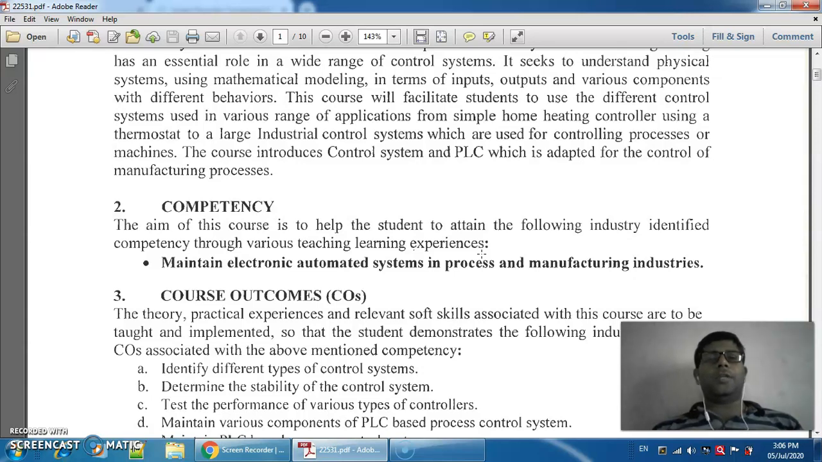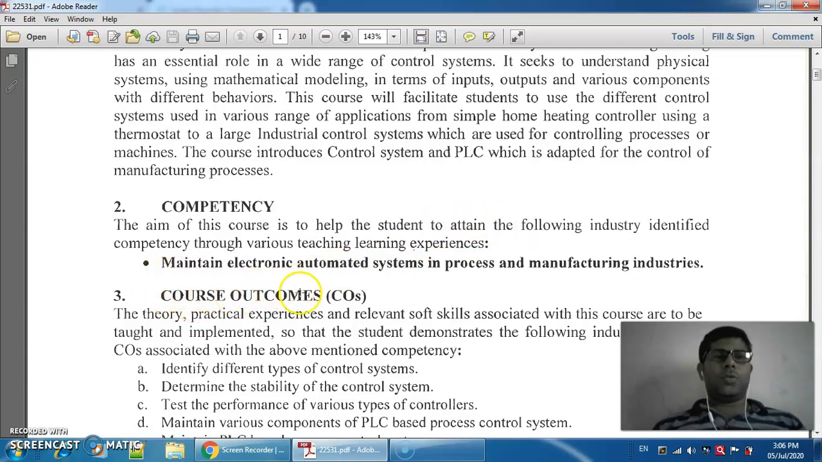PLC means programmable logic controller. There are basically 2 to 3 languages: ladder, structured, and functional. The ladder language is simpler than structured and functional, but ladder takes more memory to store the program, while structured takes less memory. We'll see this in the 4th and 5th chapters.